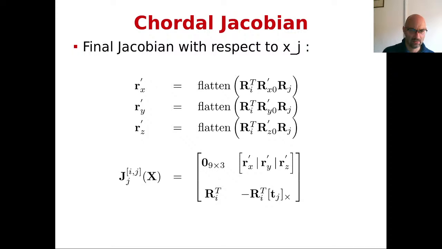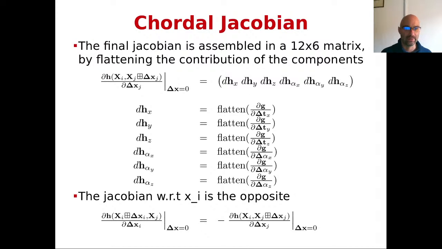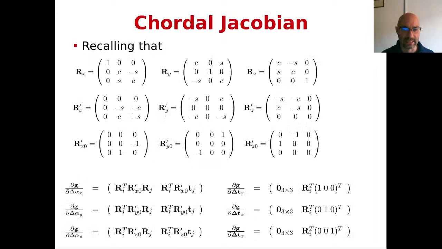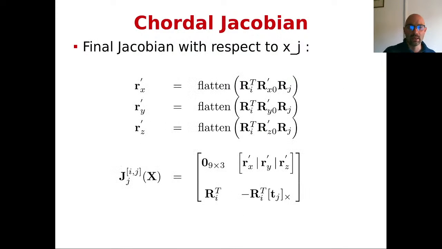So, if you put everything together, all the slides from before, you will find out that the final Jacobian with respect to xj has this particular form. You have r prime x, r prime y, r prime z, which are these 3 components, which get stacked in this part of the transformation matrix. Here you have minus ri transposed, and here you have minus Ri transpose, which is multiplied by the skew symmetric matrix. Here it comes of Tj.